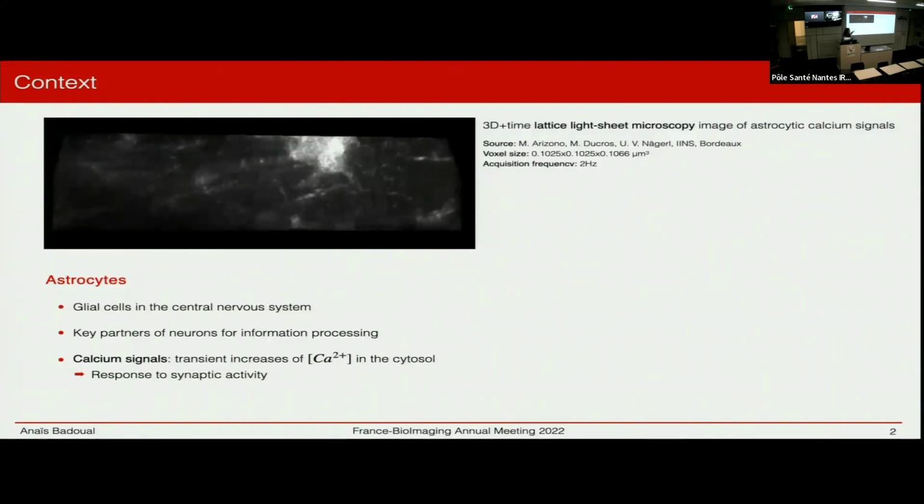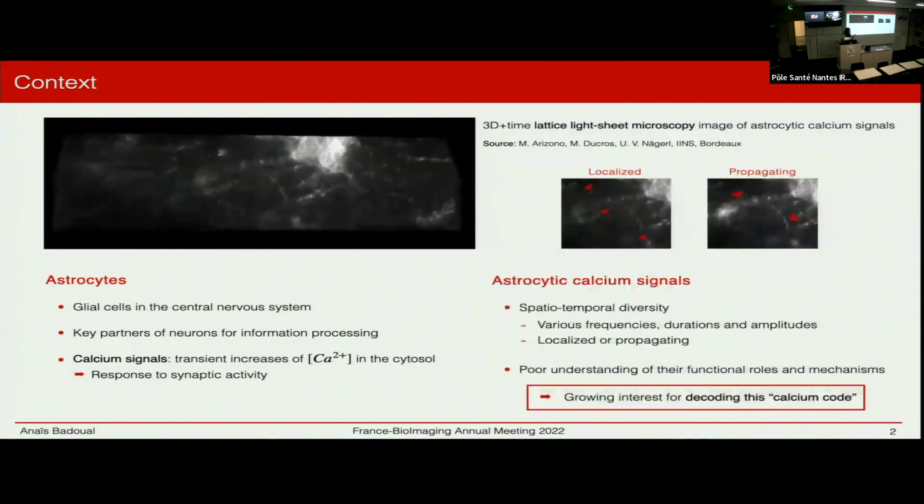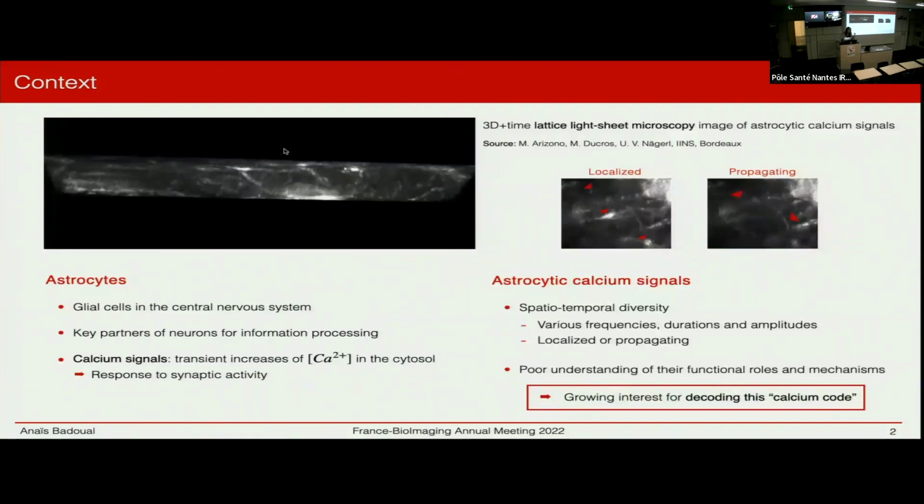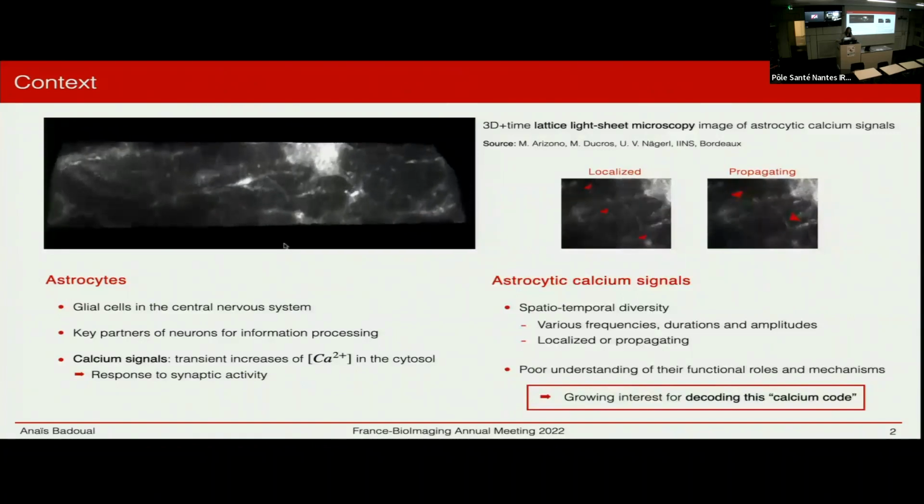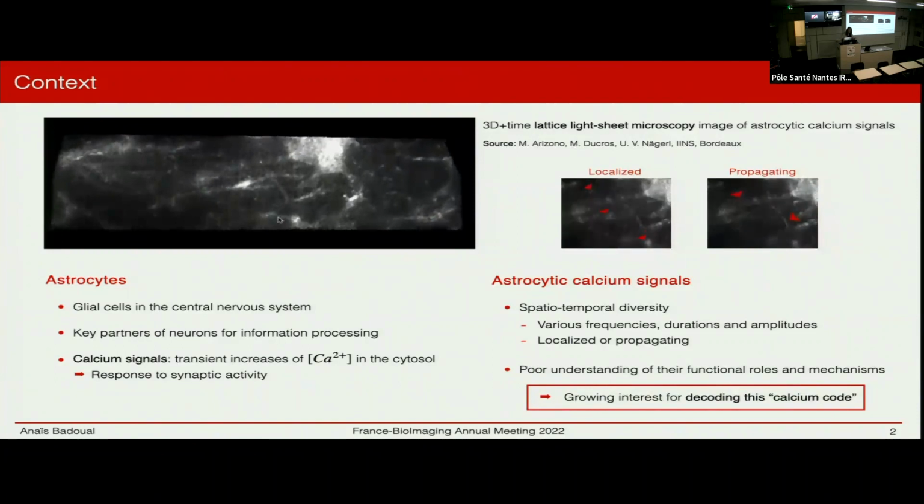And all the flashes that you see are actually the calcium signals. So they correspond to sudden and brief increases of the calcium concentration in the cytosol of the astrocytes. This is actually the way astrocytes respond to synaptic activity. As you can see in this image, there is a high spatio-temporal diversity of those signals. They have different amplitude, different durations, and also different frequency. And also they can be either localized within microdomains, and they also can propagate through the astrocytes.